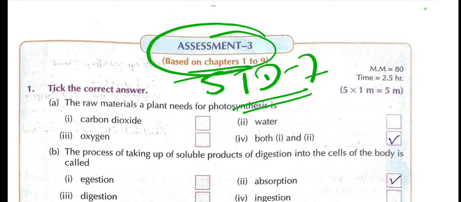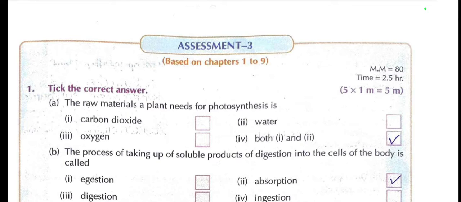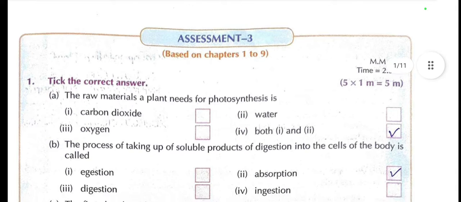Today we will discuss all the questions and answers in this assignment 3. Okay, so let's start. Take the correct answer. The raw materials a plant needs for photosynthesis: one is carbon dioxide, two is water. So both 1 and 2. The process of taking up of soluble products of digestion into the cells of the body is called absorption.